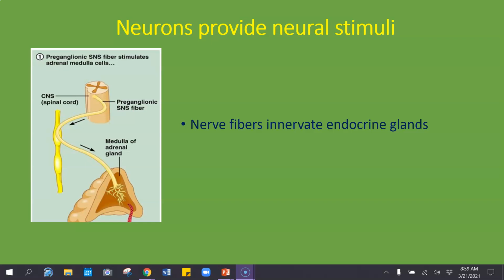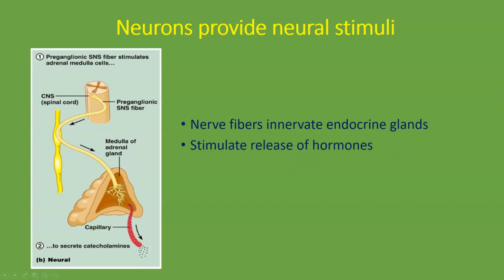This is part of the fight or flight response, and it's going to stimulate the adrenal medulla to release epinephrine, which can then travel through the bloodstream in order to affect various organs, in order to change them so that you're getting more oxygen, or you're getting more glucose, or you're getting more blood flow to the other parts of your body. So that's what we studied when we were looking at the parasympathetic nervous system. So that is an example of neural stimuli.